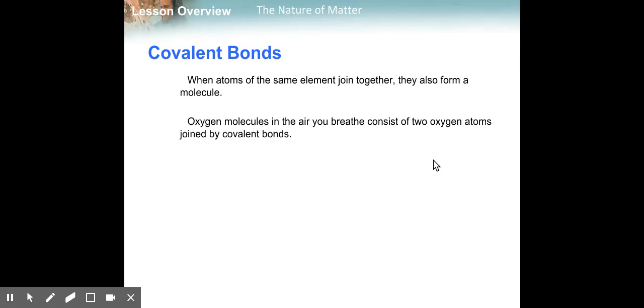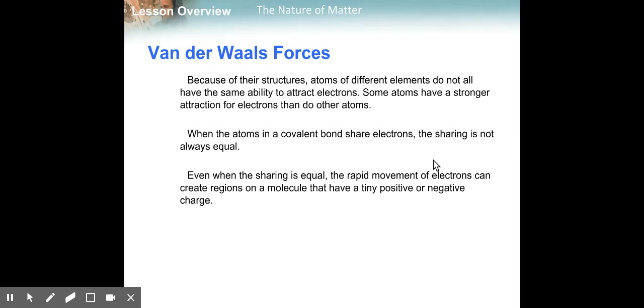Sometimes covalent bonds form between 2 atoms of the same element. Oxygen is a compound formed with covalent bonds. The oxygen in the air is usually diatomic oxygen, so 2 oxygen atoms with a covalent bond keeping them together.